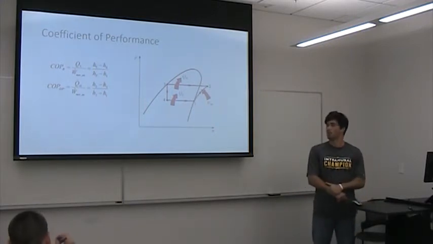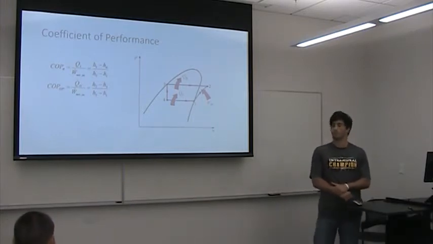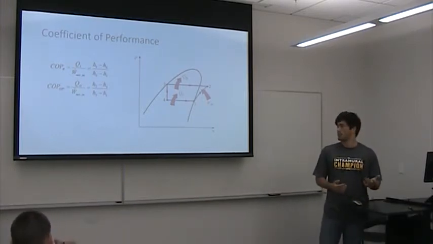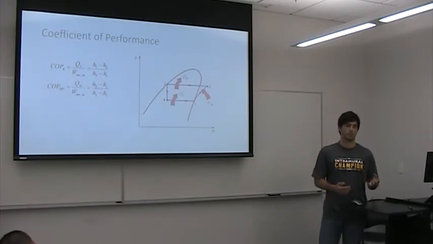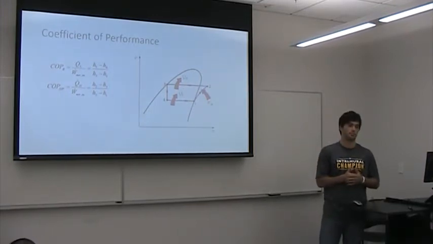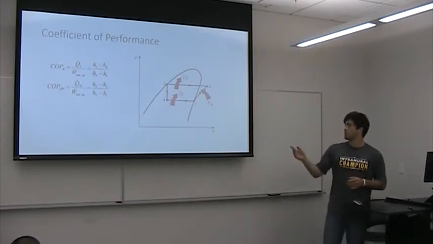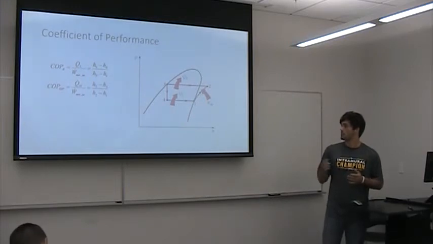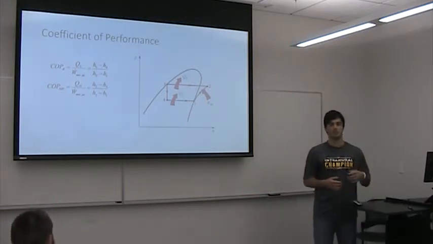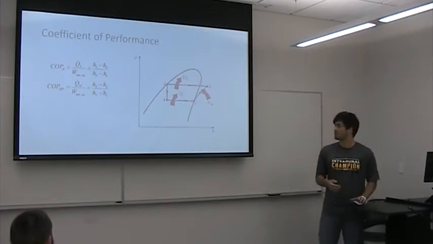So we get our coefficient of performance from the pH diagram. The difference between the coefficient of performance for a refrigerator or a heat pump is that for the refrigerator, we're going to use QL to get the coefficient of performance because we want to look at how much heat is being removed from the system. So that'll be the enthalpy at state 1 minus the enthalpy at state 4. But for a heat pump, we want to look at how much heat it's putting into the system. So at the top, it'll be the enthalpy at state 2 minus the enthalpy at state 3.